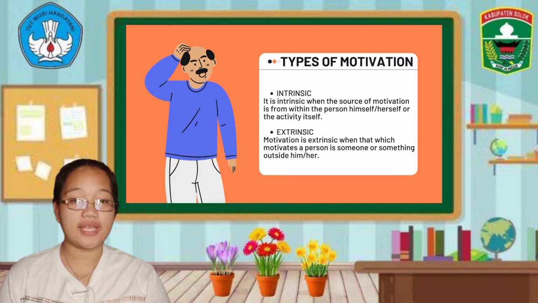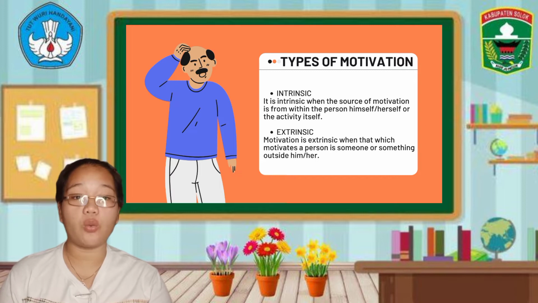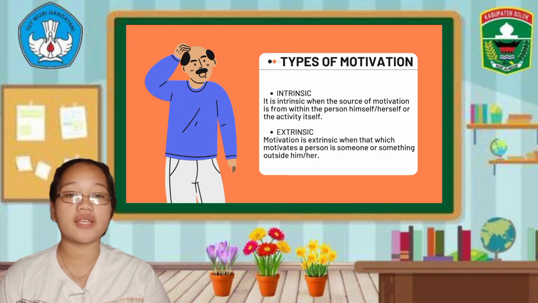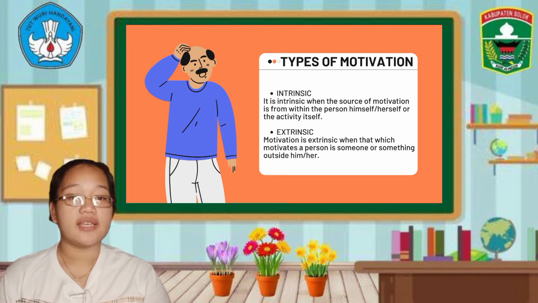And the second one is extrinsic motivation. A motivation is extrinsic when that which motivates a person is someone or something outside him or her. Extrinsic motivation is motivation to engage in an activity as a means to an end. I will not discuss this topic further; it will be discussed by the succeeding reporters, which is next to this topic.